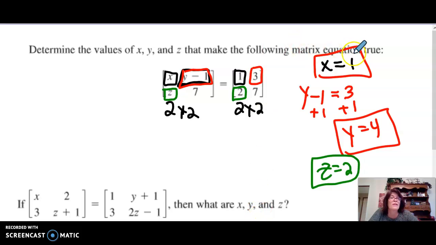Notice they call it a matrix equation because they're just setting one matrix equal to another. All right, we've done linear equations, quadratic equations, polynomial equations, exponential equations, logarithmic equations, and now you guys are doing matrix equations. Pretty cool.